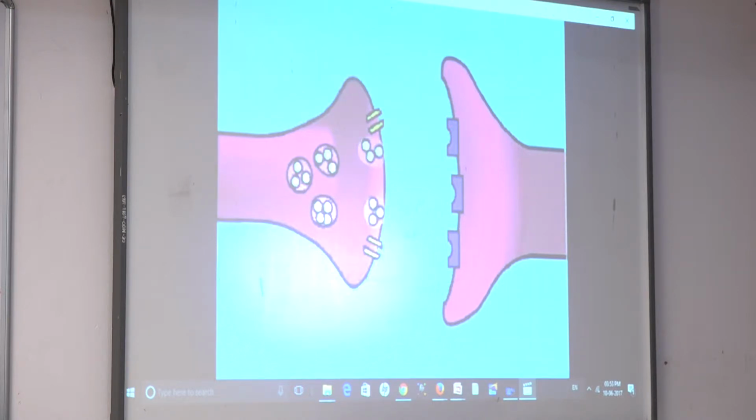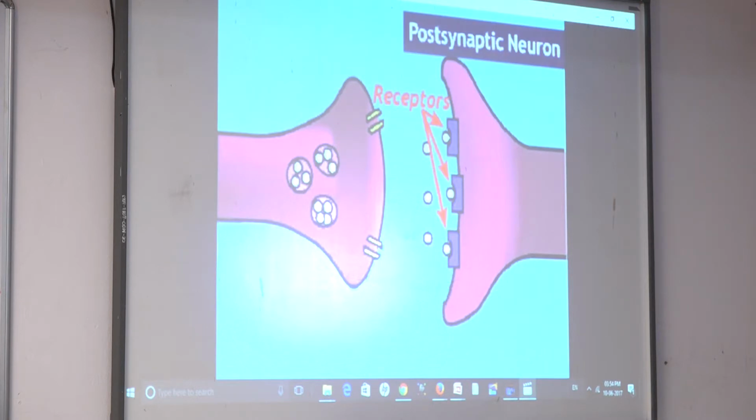The membrane of the vesicle fuses with the membrane of the axon terminal, enabling the vesicle to release its contents into the synaptic space. The molecules released from the vesicles are chemicals called neurotransmitters. They drift across the synaptic space and bind to special proteins called receptors on the postsynaptic neuron.